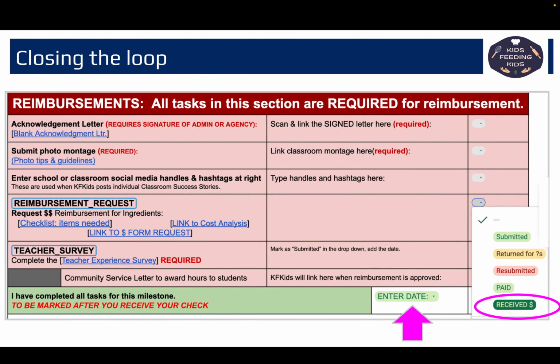Reimbursements are paid by check, sent by mail, and typically arrive 10 to 12 business days after we mark your milestone paid. Once you receive the check, mark the row as received, add your initials and the date. That helps us confirm that you have received the check.